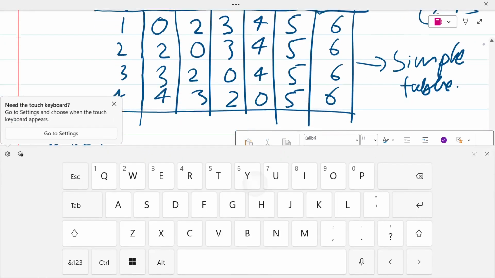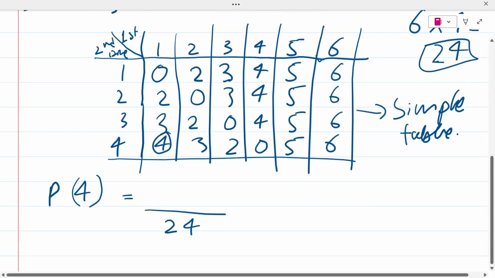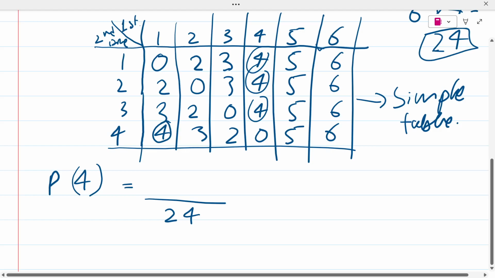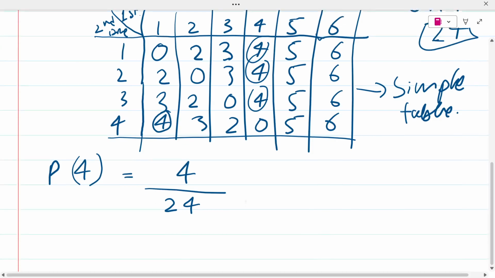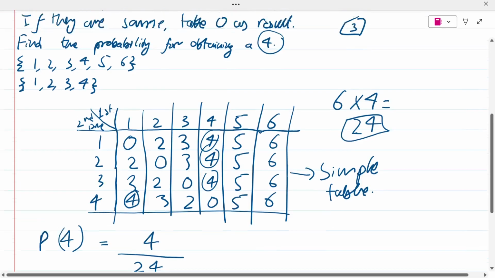So we have got a 4 over here. We have got a 4 over here. 1, 2, 3, 4. So 4 appears 4 times, right? This is your probability for obtaining a 4. That's how you make and use a simple table. This is how you solve such questions, right?